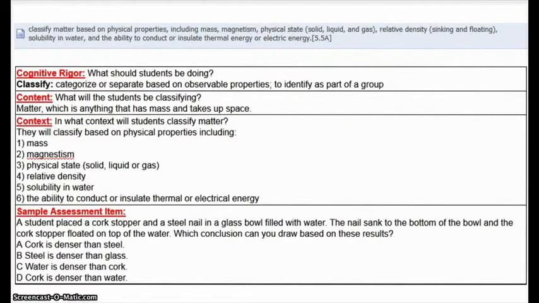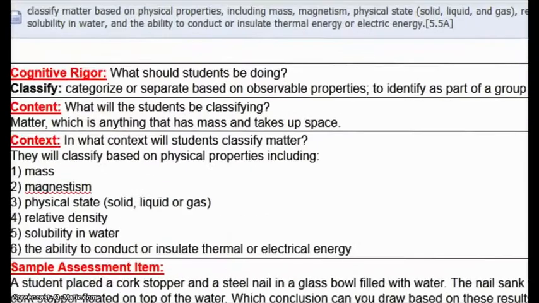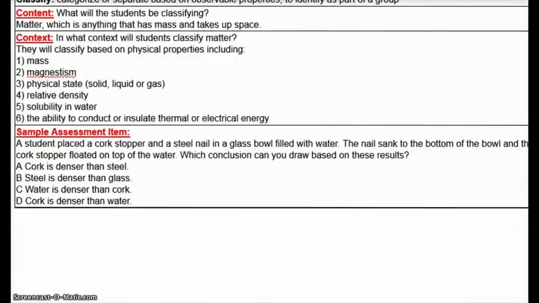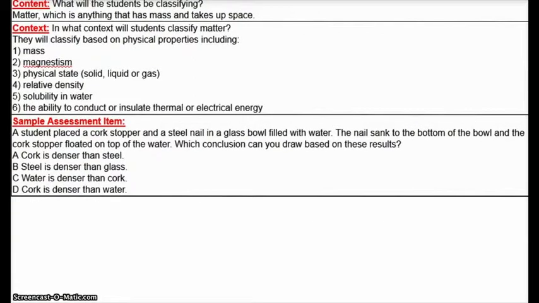This document clarifies the cognitive rigor, content, and context of the standard to ensure that instruction is targeted at the appropriate levels. This tightens up the interpretation of standards, empowering teachers to tailor instruction to the true intent of those standards. A sample assessment item is also provided to support the backwards design of instruction so that instruction effectively prepares students to demonstrate their learning.